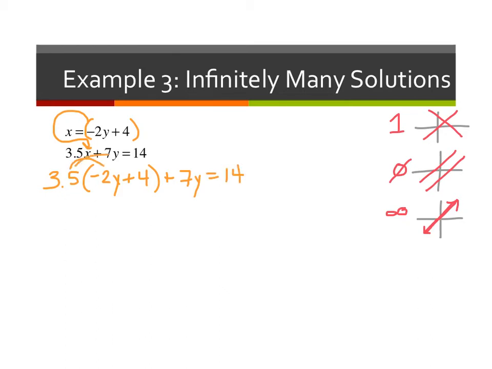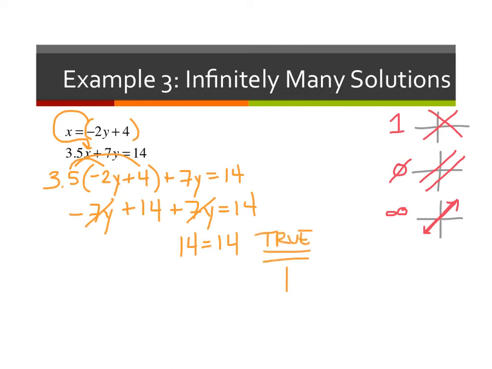We're going to distribute. 3.5 times 2 is 7, so 3.5 times negative 2 is going to be negative 7y, plus 3.5 times 4 is 14, plus 7y equals 14. And this should cancel. The negative 7y and 7y cancel. It should start looking like something weird is happening. Well, that's true. And that true automatically leads me to say that this system has infinitely many solutions.